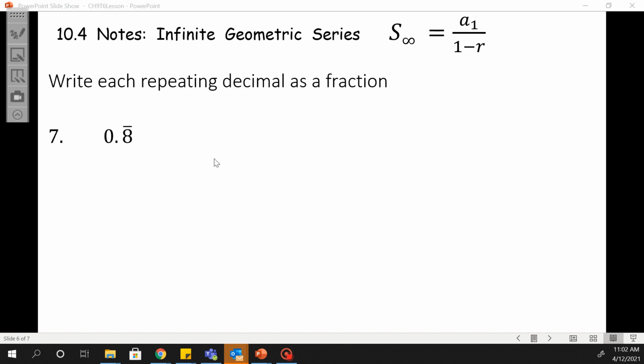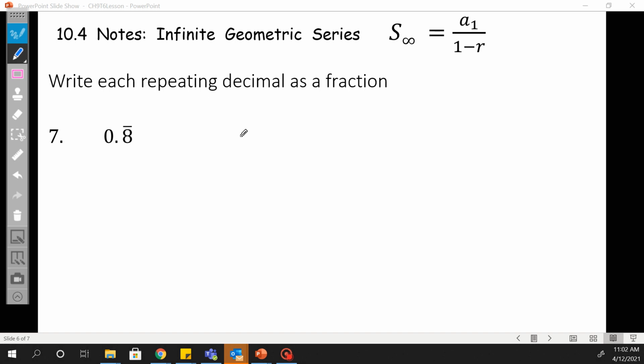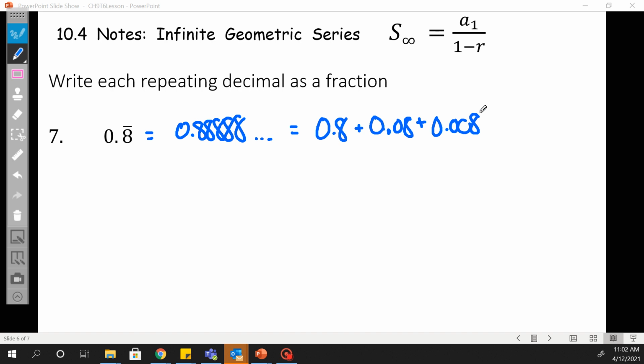Number 7, write each repeating decimal as a fraction. This one's actually kind of tricky because you have to think about what this would look like as a series. Okay, well, 0.8 repeating is 0.888888, etc. And we can write this as a series because we can write this as 0.8 plus 0.08 plus 0.008, okay, and then just keep moving the decimal over until we've taken care of all the 8s.